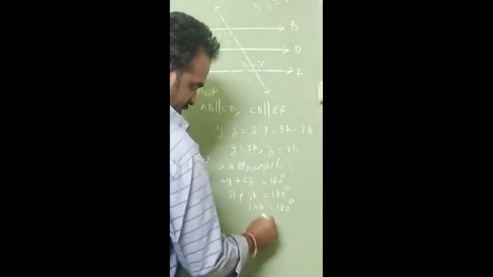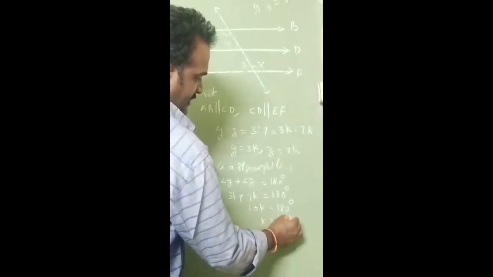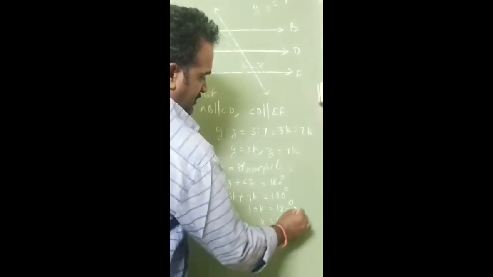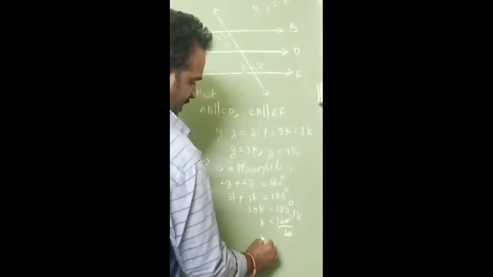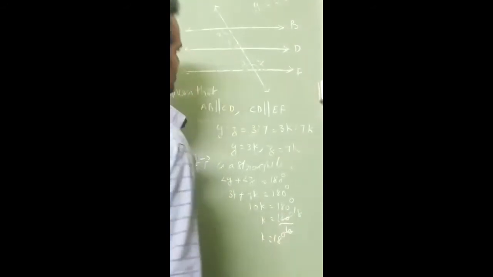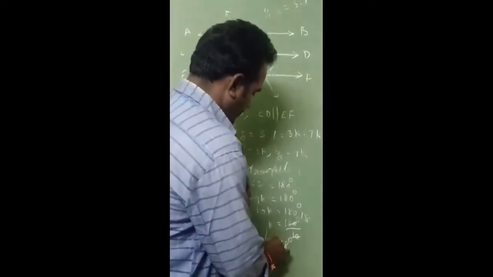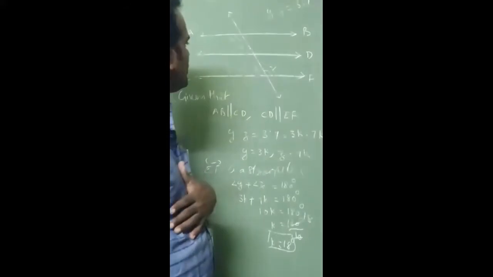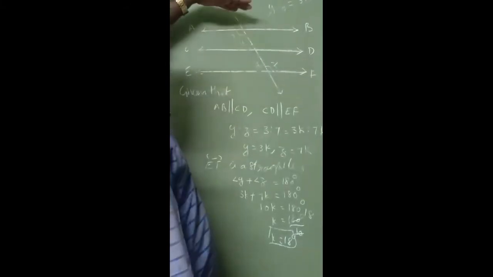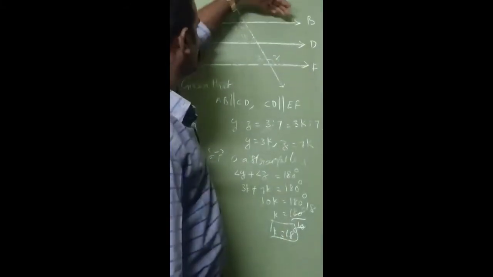10k is equal to 180 degrees. K is equal to 180 degrees divided by 10, so that is 18. K is equal to 18 degrees. K value is what again? 18 degrees.